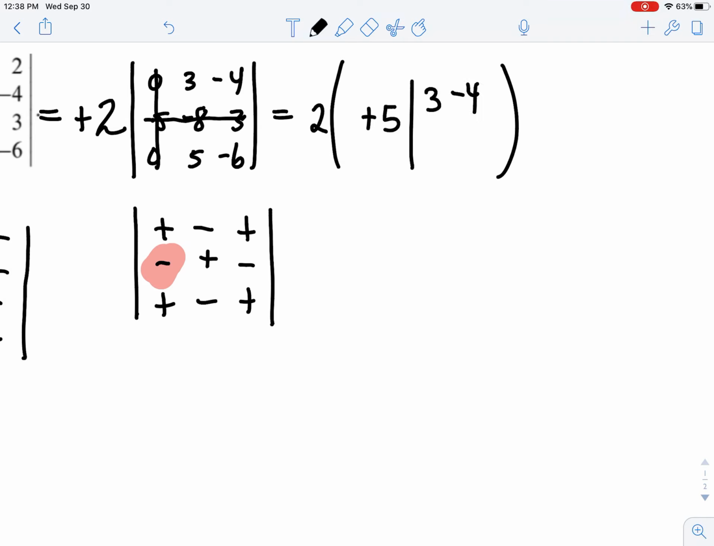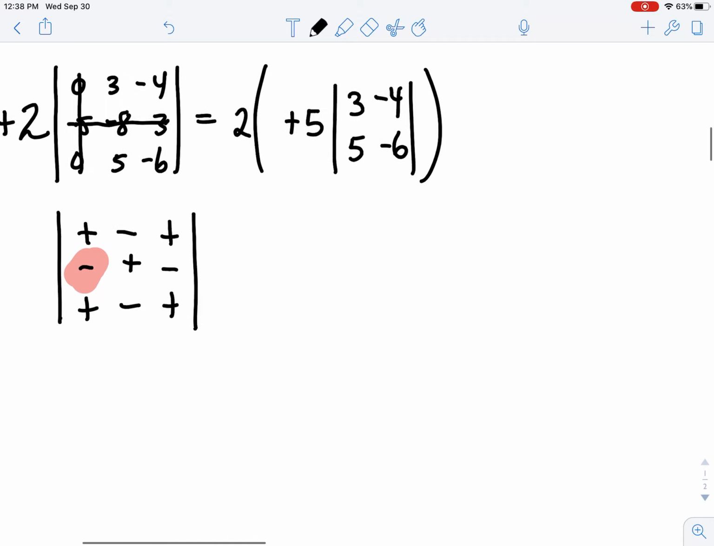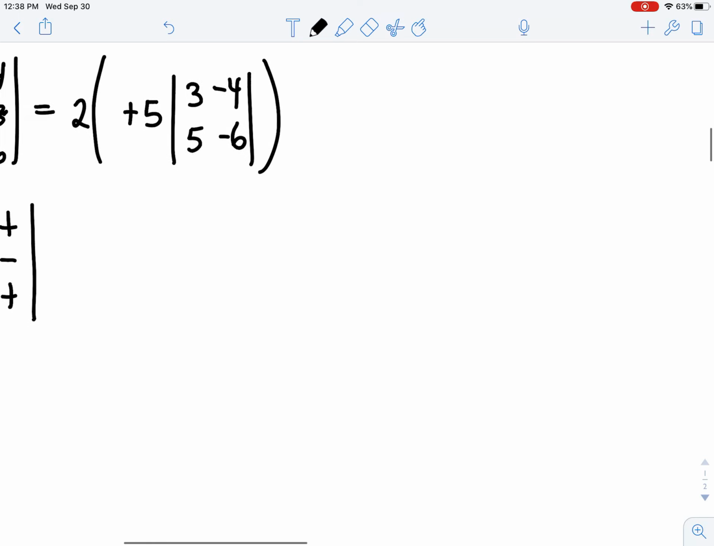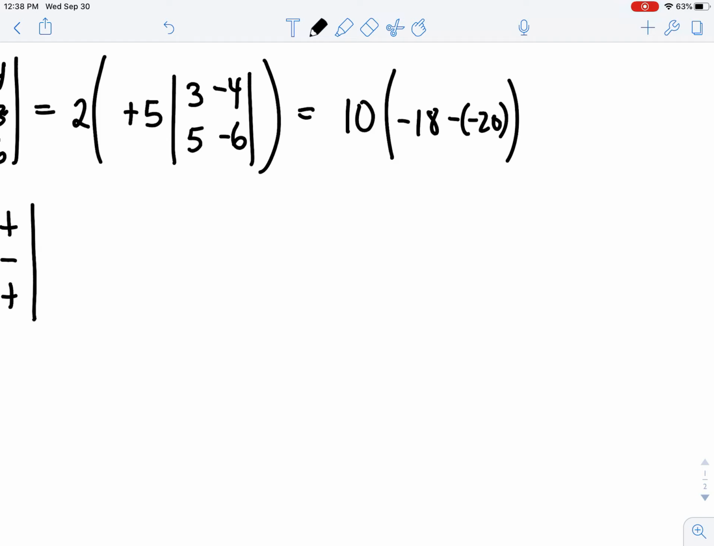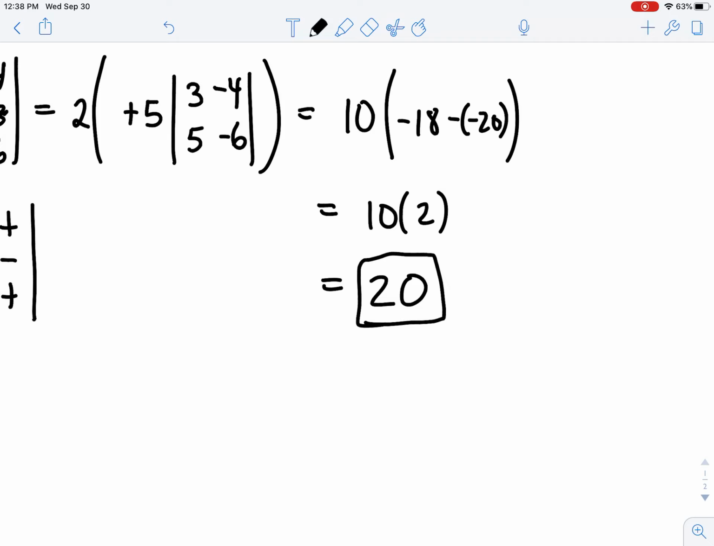So I'm going to cross that 5 out. And now I get 3, negative 4, 5, negative 6. And I keep going. And this calculation is now pretty easy. It's going to be 10 times that determinant. Let's see. That's going to be negative 18 minus negative 20. That is 10 times 2, which is 20.